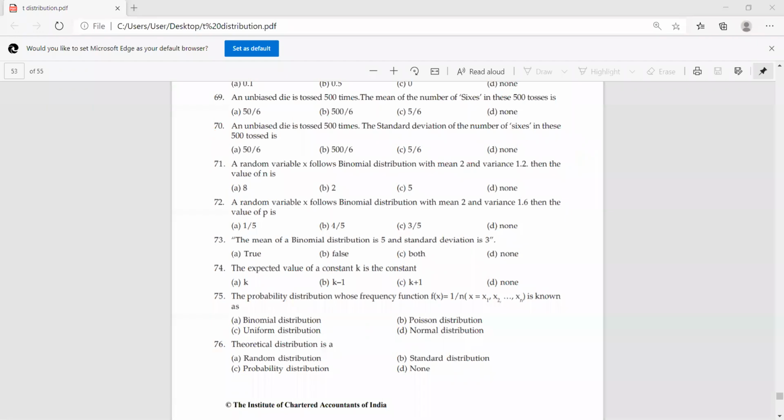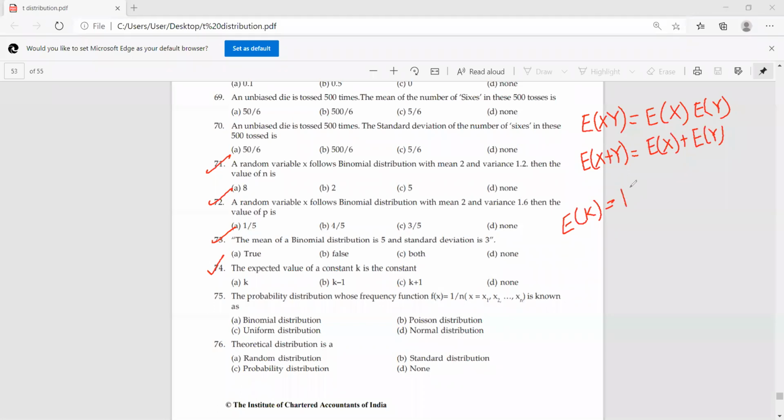71, 72, 73 are already covered. Correct? 74. The expected value of a constant is E of k. क्या होता था? Expected value of a constant. Properties of expected value याद है? E of xy क्या होता था? E of x into E of y. Expected value of x plus y क्या होता था? E of x plus E of y. Similarly, expected value of constant क्या था? Constant.